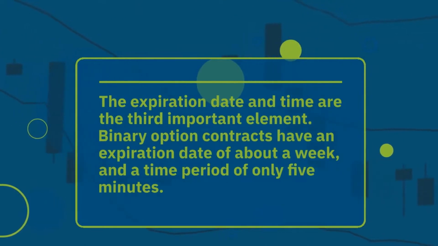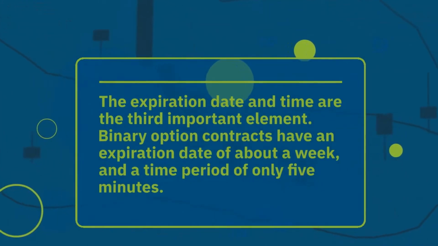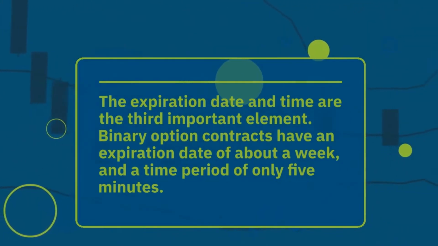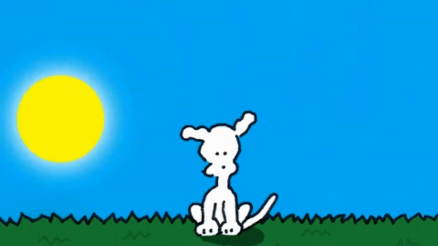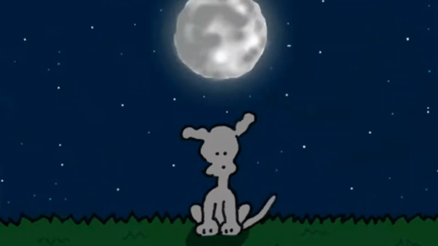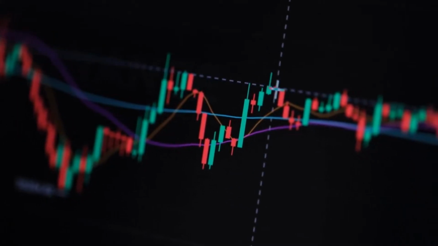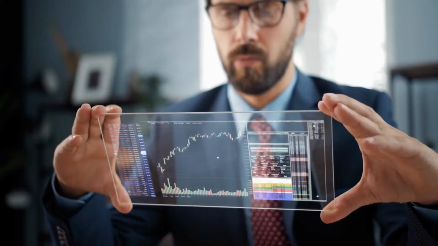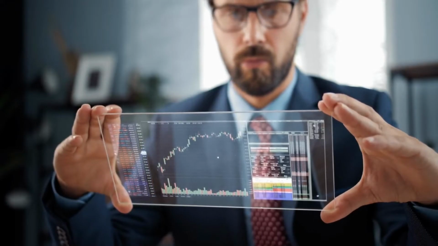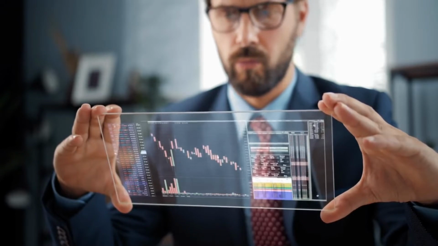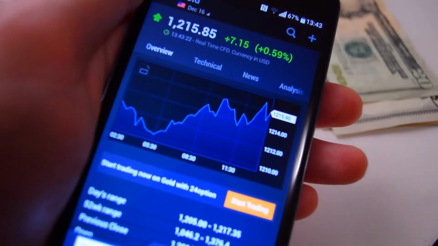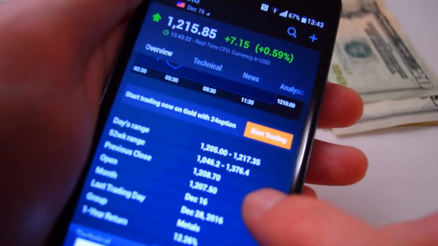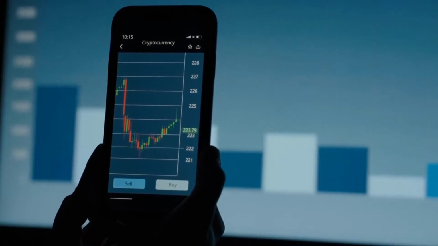Binary option contracts have an expiration date of about a week, and a time period of only 5 minutes. Binary option contracts are also available day and night. Some platforms let you know which contracts are available to indulge in, making your trading much easier for you. Binary option contracts can be made with 4 types of markets. Pretty diverse, I would say. These are Forex, stocks, commodities, and crypto. Hope you are grasping everything we have been over so far.